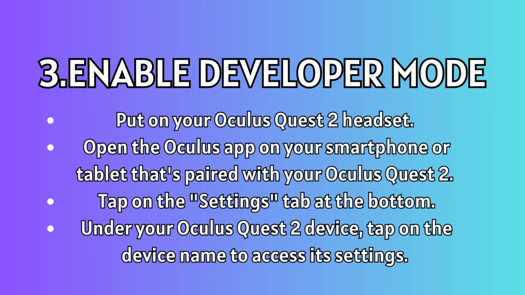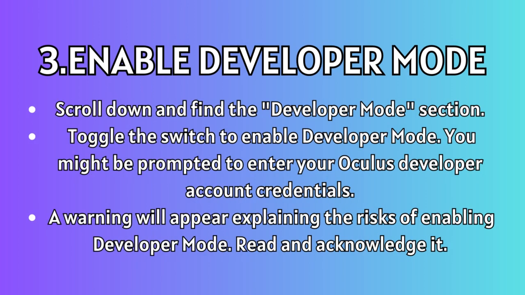After that, tap on the settings tab at the bottom. Under your Oculus Quest 2 device, tap on the device name to access its settings. And next, you will need to scroll down and find the developer mode section. Toggle the switch to enable developer mode. You might be prompted to enter your Oculus developer account credentials.